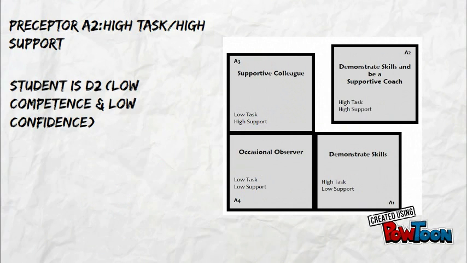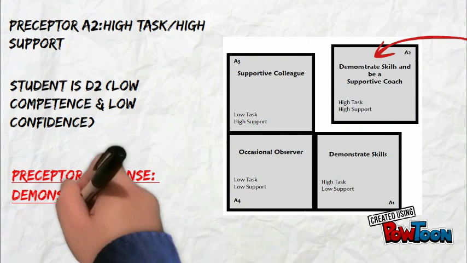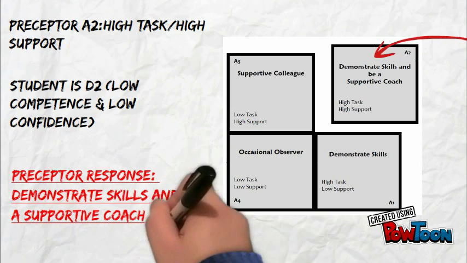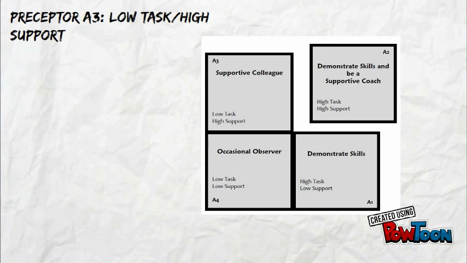The student has indicated they are a D2, low competence and low confidence. The preceptor then responds with high task, so doing lots of telling and demonstrating, but also providing a lot of support. So they're providing feedback, noticing when the students are doing well, etc.